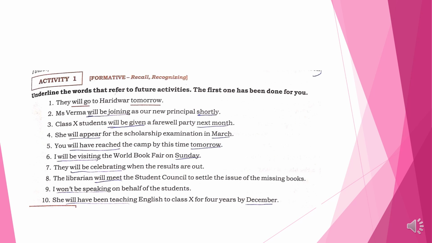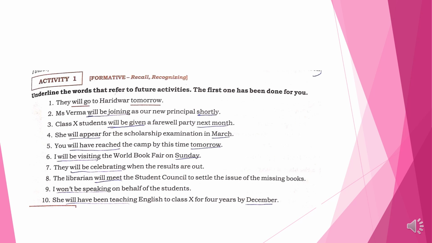Number 4, she will appear for the scholarship examination in March. So here which words show the future action? Will appear and March. Number 5, you will have reached the camp by this time tomorrow. So here the future activity is shown by the words will have reached and tomorrow. Number 6, I will be visiting the World Book Fair on Sunday. So the words which refer to the future activities are will be visiting and Sunday.